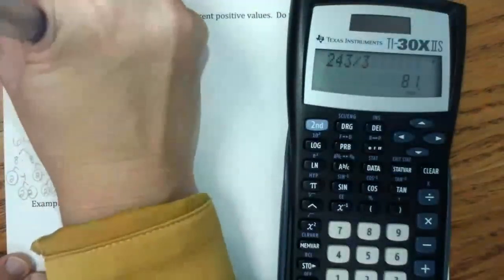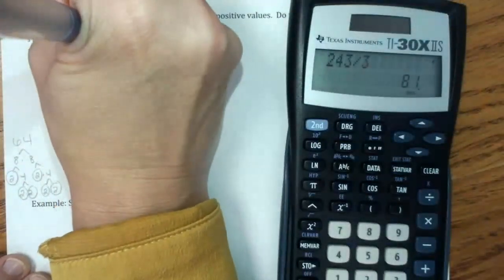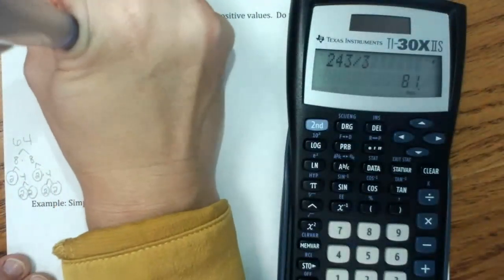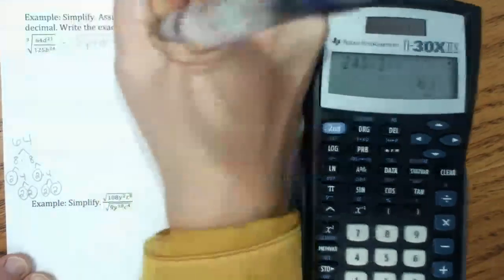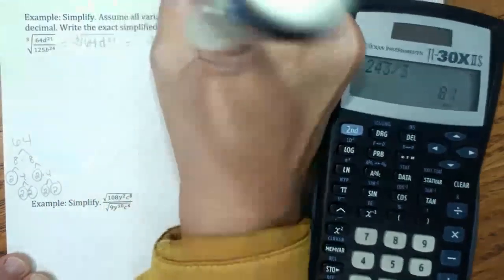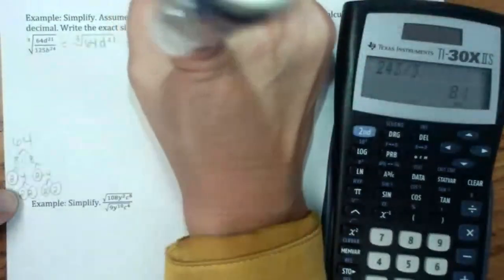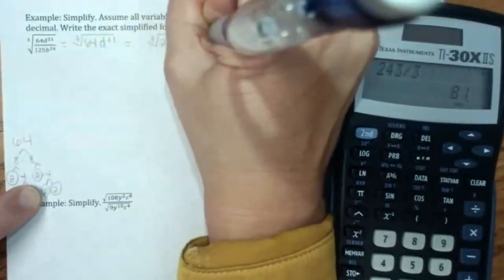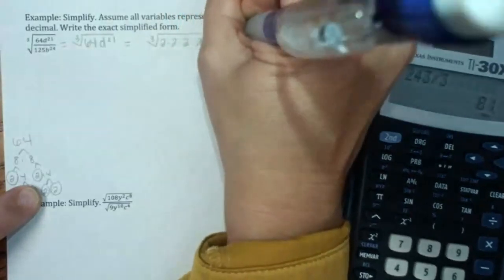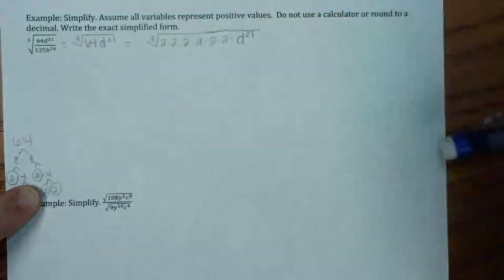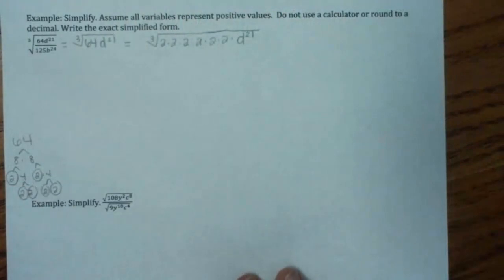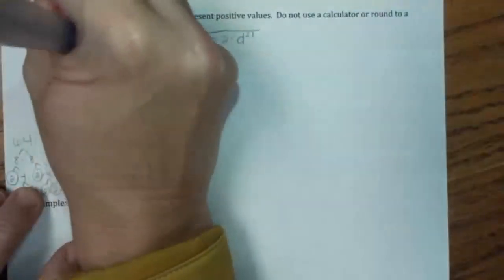So I can break it up and say it's the cubed root of the top, which is 64 d to the 21st power. And now I can break down that 64 and say it's the cubed root of 2 times 2 times 2 times 2 times 2 times 2 times d to the 21st power. We can use our little trick of dividing by our index in 1 second. So that's up top.